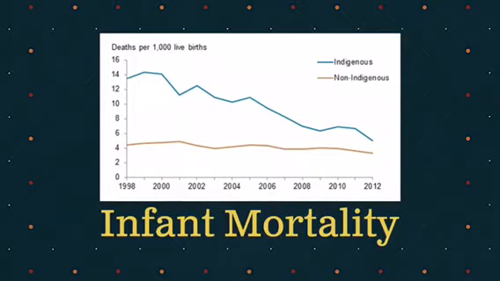By having a look at the graph here, the infant mortality rate in Australia has declined steadily over the past few decades. It's also important to note that the non-Indigenous rate is obviously much lower than the Indigenous rate, but you can see that the Indigenous infant mortality rate has decreased quite significantly between the years of 1998 and 2012.